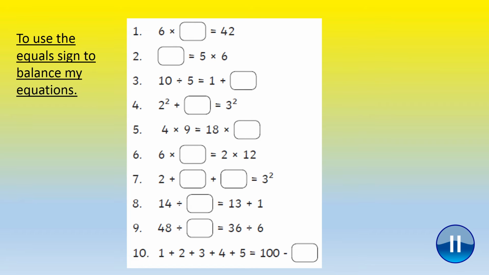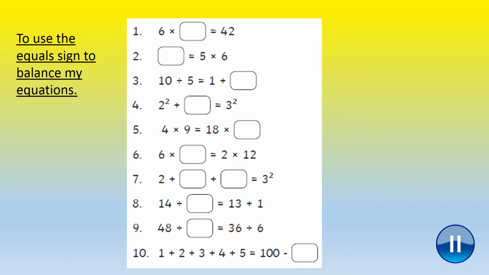Right, okay. I thought we'd do some sums to use the equal sign to balance my equations. Number 1, 6 multiplied by something equals 42. Something times something is the same as 5 times 6. 10 divided by 5 is the same as 1 plus something. 2 squared plus something is the same as 3 squared. Two parts to work out to that. 4 multiplied by 9 is 18 times something. 6 multiplied by something is the same as 2 times 12. 2 plus something equals 3 squared.